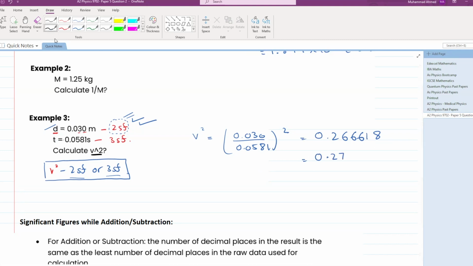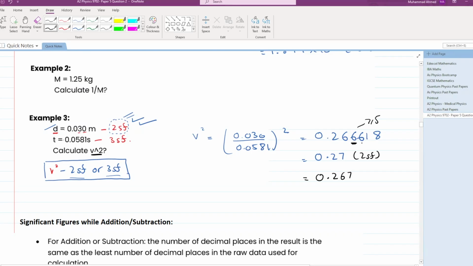0.67. Why do I write 0.67? Because if you analyze, the third significant figure is greater than or equal to 5. If your third significant figure is greater than or equal to 5, your second significant figure will get added 1. This is your answer till 2 significant figures. However, if you want to write the answer till 3 significant figures, what will your answer become?